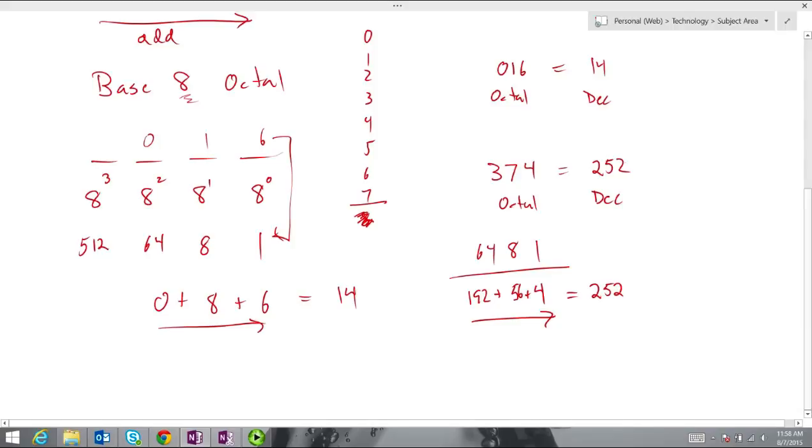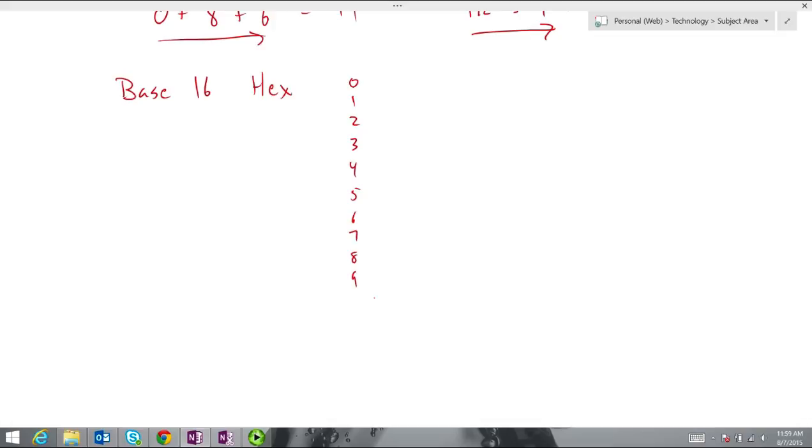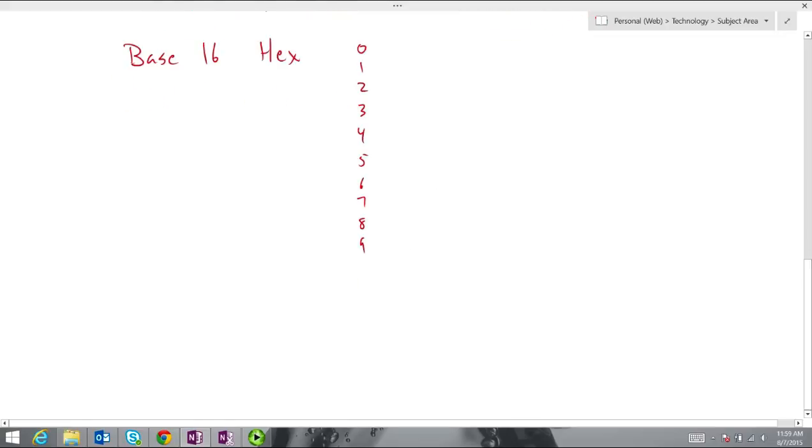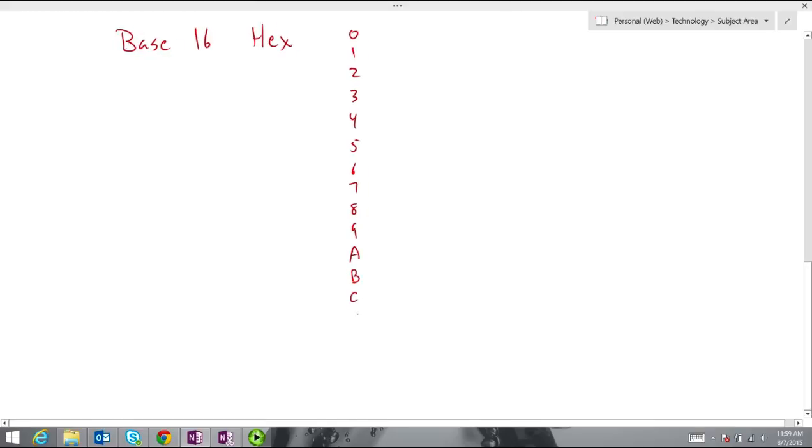Okay, let's try one more. We're going to go base 16, which we call hexadecimal or shorthand for hex. The allowed symbols are, there's 16 of them. 0, 1, 2, 3, 4, 5, 6, 7, 8, 9. Now we need another symbol that represents 10 because we're allowed to have the digit 10, but we can't represent it with a 1, 0 because that would be the same as in decimal. So what we do is we begin to use letters. So A, B, C, D, E, F.